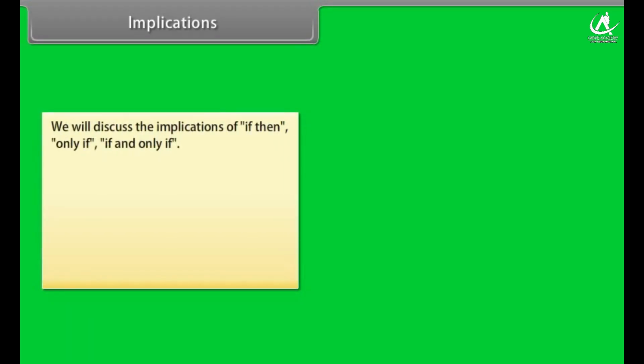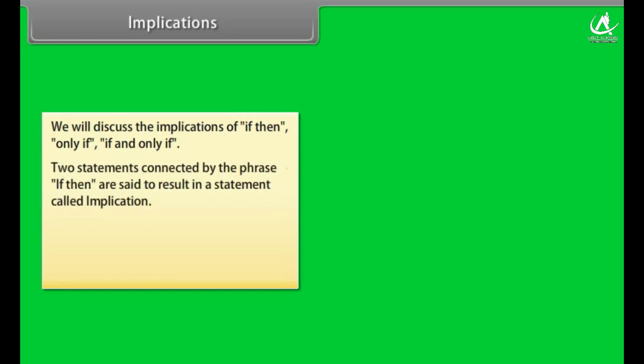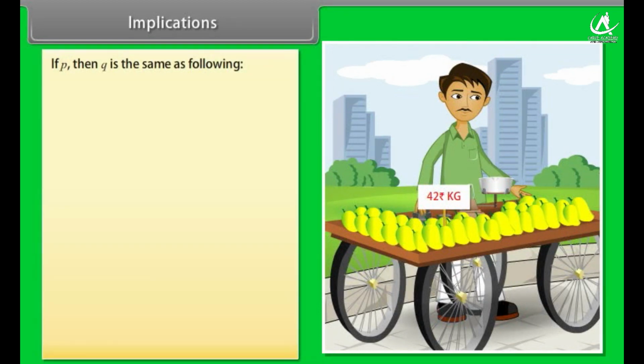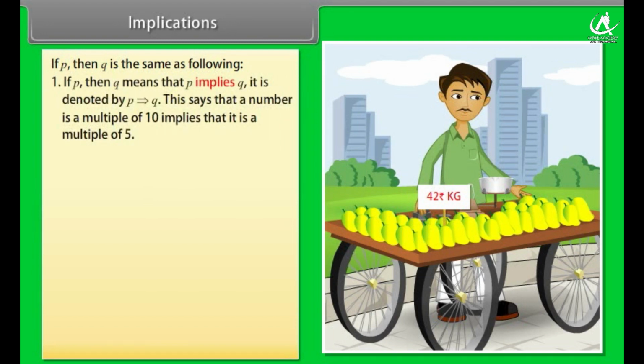Implications. We will discuss the implication of "if-then", "only if" and "if and only if". Two statements connected by the phrase "if-then" are said to result in a statement called implication. For example, if more mangoes arrive in the market, their prices will go down. "If P, then Q" is the same as the following: "if P, then Q" means that P implies Q. It is denoted by P ⇒ Q.